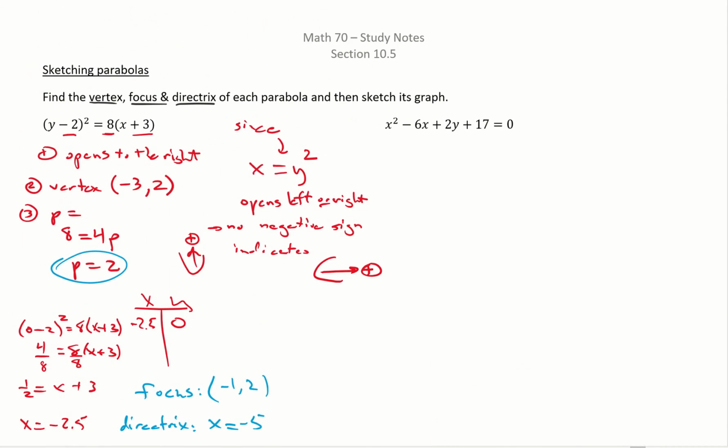All right, let's go to this other one. This time it's not in a nice form for us to read it, but what we do in this case is work on completing the square.